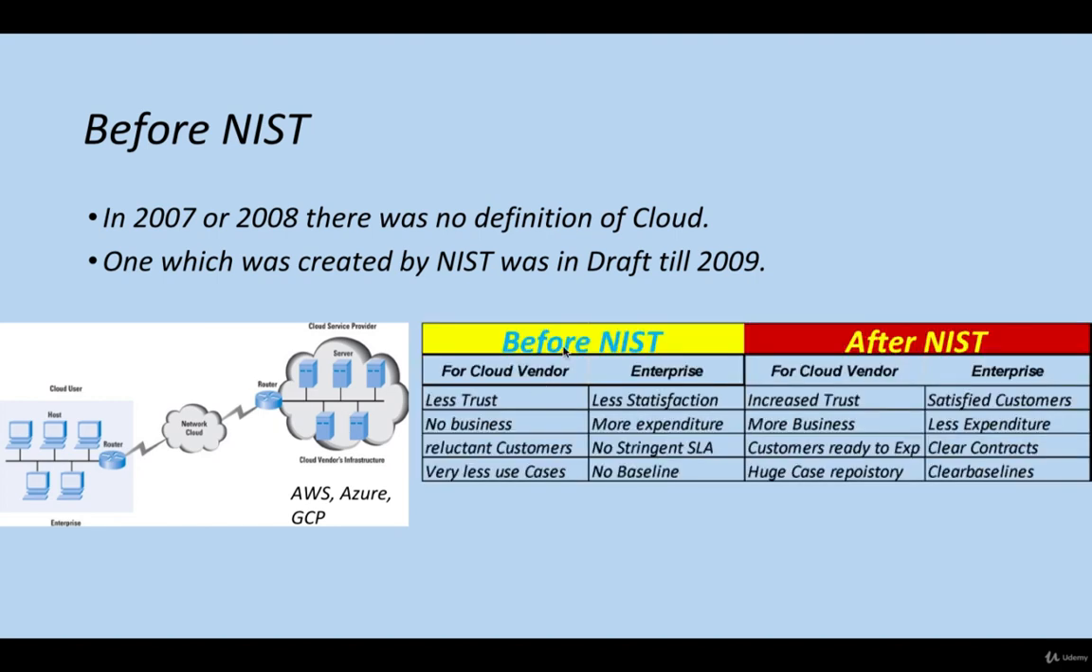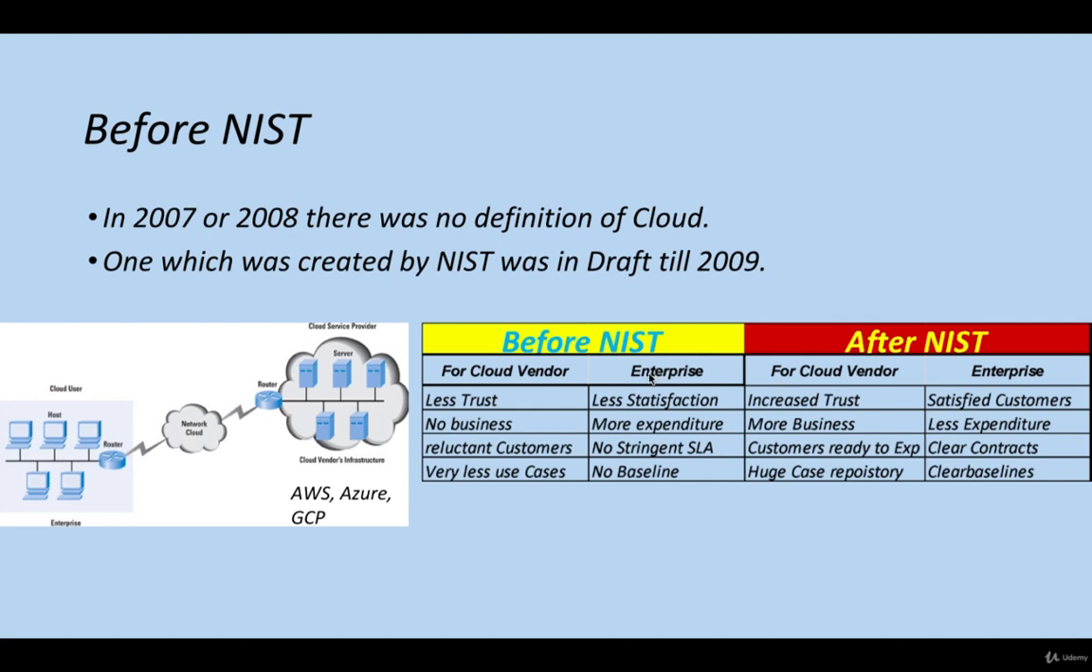Before NIST came into the picture, or provided the definition which we have seen in the last slide, cloud vendors had less trust. They were not able to attract a good number of customers. Customers were reluctant to use cloud services because no baseline was there. They were also wondering how they would be charged for different services. For the cloud service providers there were very few use cases, because if customers would not come, how would they have use cases or case studies to present to the next customers?